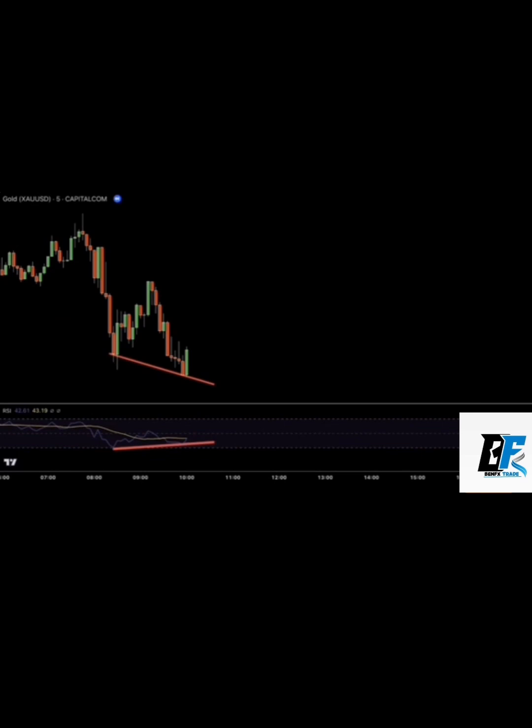Price is making a lower low, but the RSI is printing a higher low. That's your classic bullish divergence, signaling that the downtrend is losing steam and buyers may be stepping in.